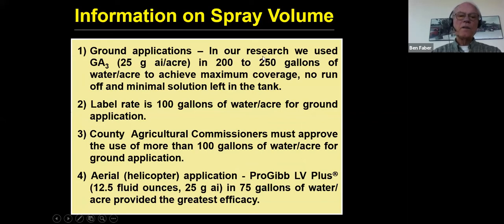In Carroll's research, they use 200 to 250 gallons as a ground application. And again, depending on the Ag Commissioner, this is permitted. The labeled rate is for 100 gallons though. So if you can't get your Ag Commissioner to allow the 250, the registered permitted rate is 100 gallons. The aerial application is for 75 gallons.